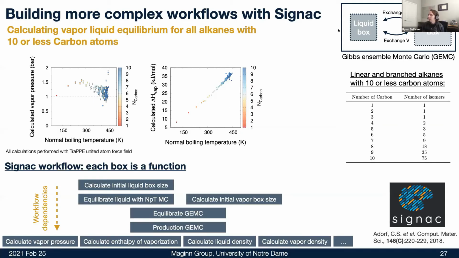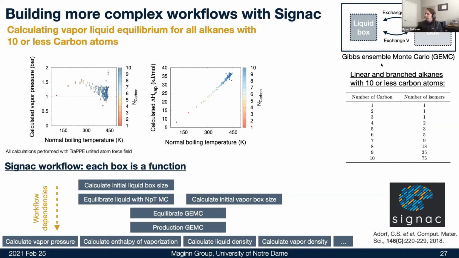So for this example, what we were doing is we wanted to say, okay, we have this new software, what can we do with it? What's interesting? And we're chemical engineers, right? So we said, well, let's look at alkanes, because that's what chemical engineers always start with. And so we said, can we compute vapor liquid equilibria for all alkanes with 10 or fewer carbon atoms?